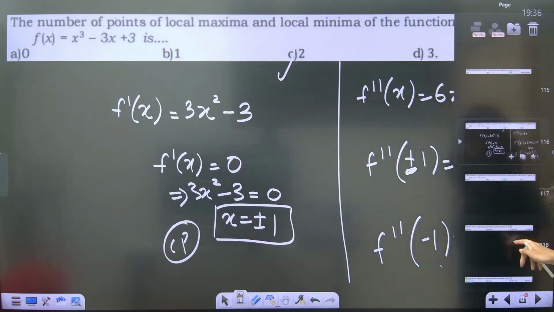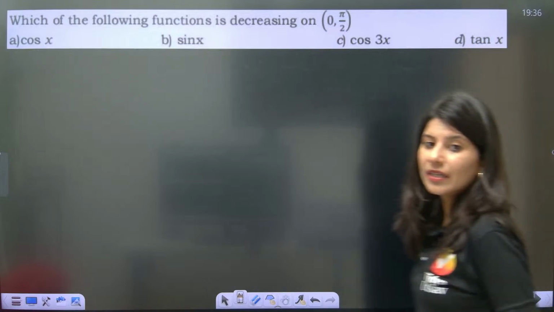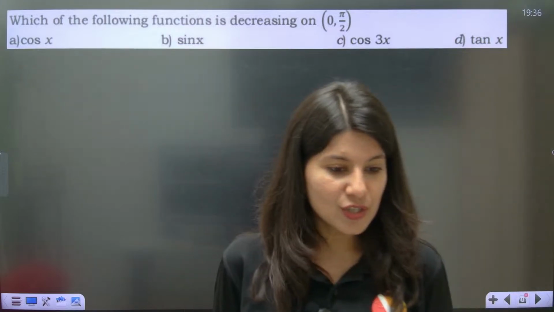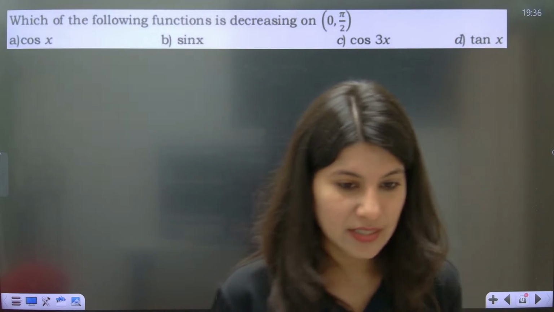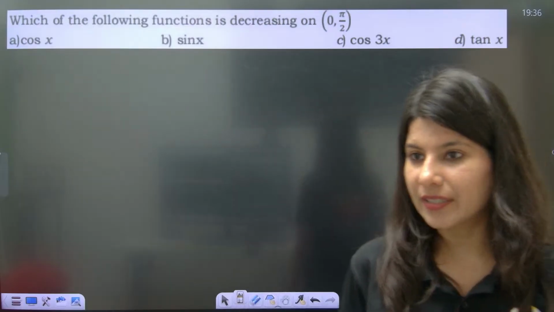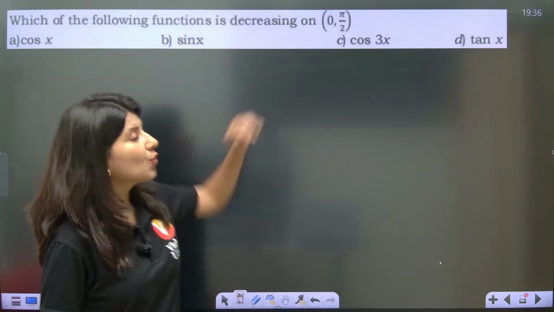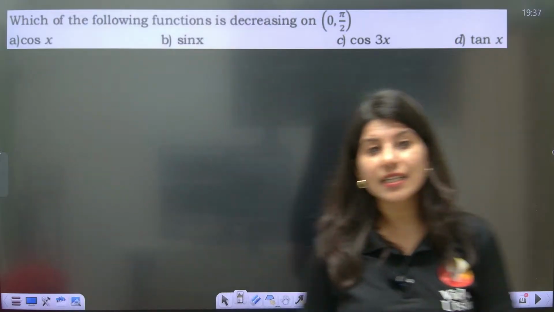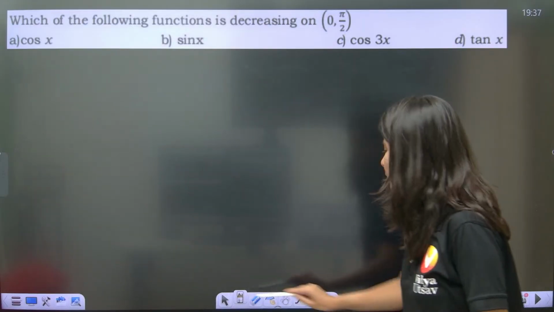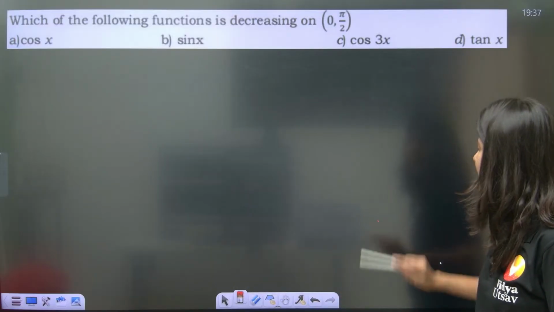Okay, clear? Now, this question: which of the following is decreasing in first quadrant? Can anybody tell me which of the following is decreasing?